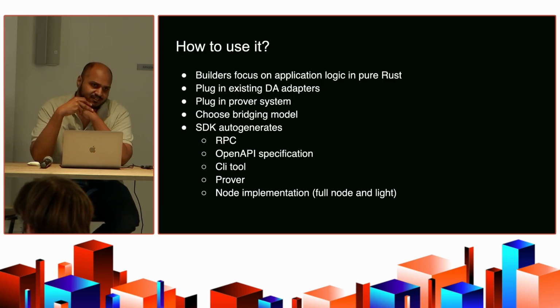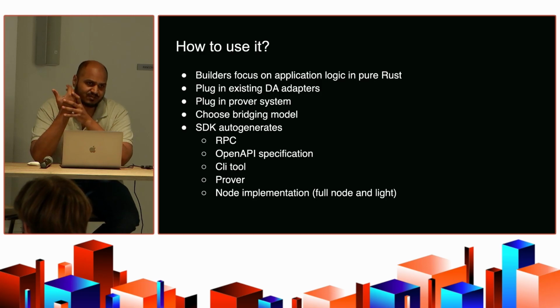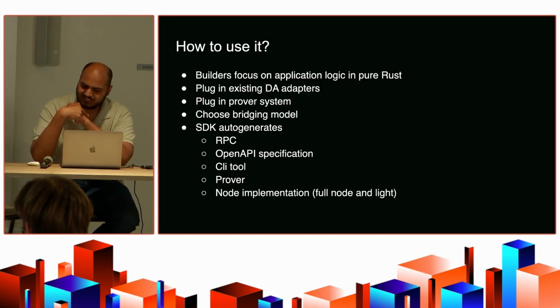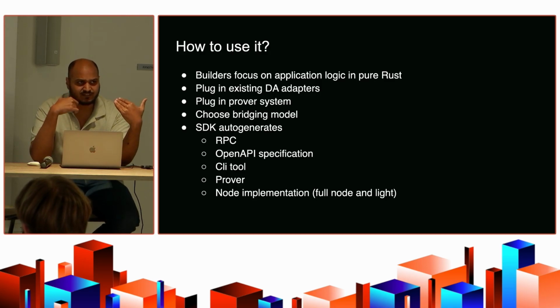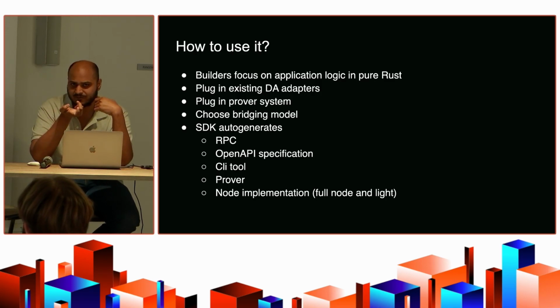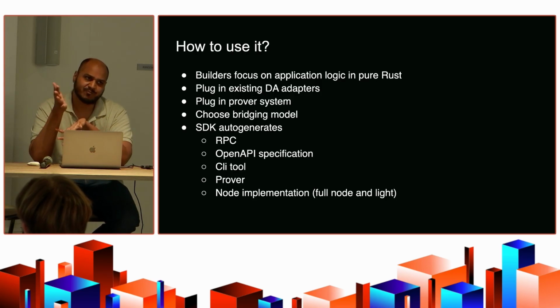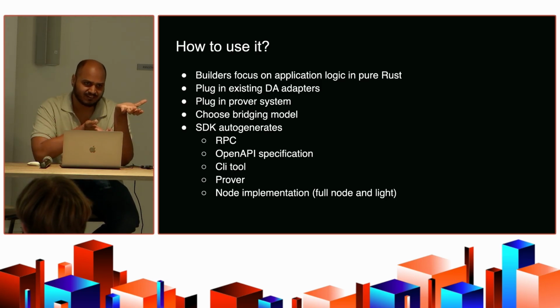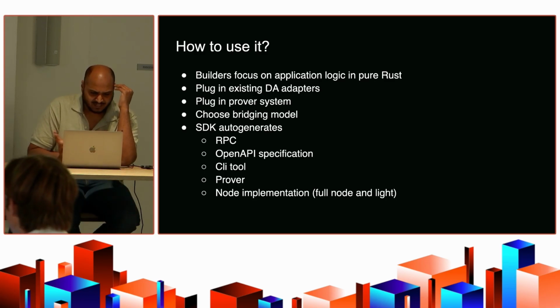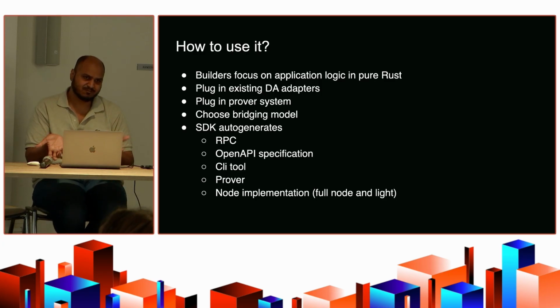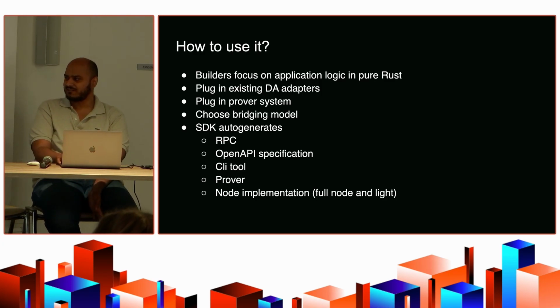You can plug in existing DA adapters. You can also customize them if you really want to. It's the same for prover systems. And for the SDK, once you implement the necessary traits, the SDK auto-generates the RPC for you. We're also working on generating an OpenAPI specification, so you can have any client, since lots of languages have tools to auto-generate a client if you have an OpenAPI spec. You also get the CLI tooling, the prover, and the node implementation, which is the full node and the light node. You don't really need to particularly care about those.